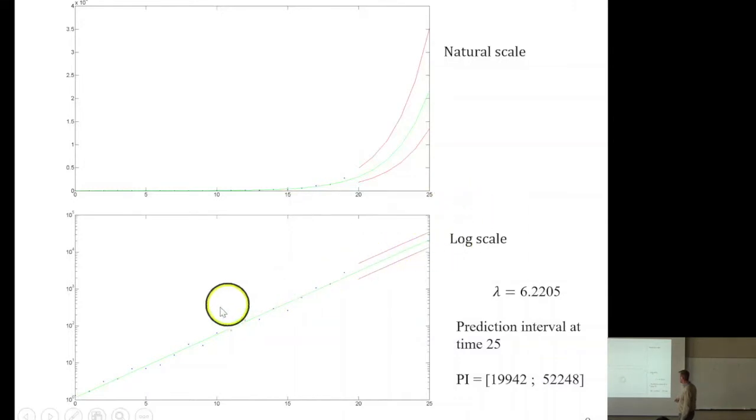In log scale, in fact, the prediction here simply means continuing the straight line, and any point here is my predicted value. And the prediction interval is given by the length here. In log scale, you see it's not very large, and it's compatible with the distance we see with respect to the line. In natural scale, we see that, of course, the interval is increasing here. The prediction interval we would have, therefore, at time 25 is somewhere between 20,000 and 50,000. You see the difference already with the prediction interval.